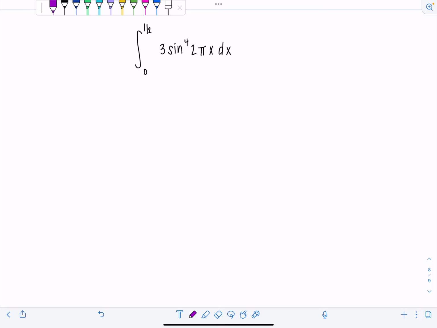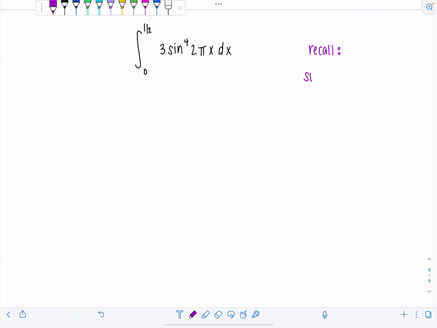We have the definite integral from 0 to 1/2 of 3 times sine to the 4th of 2 pi x dx. Notice we have sine of some quantity raised to an even power. In that case, we're going to have to apply our half angle identity for sine squared theta. You just got to know what the cases are and bust them out when appropriate.